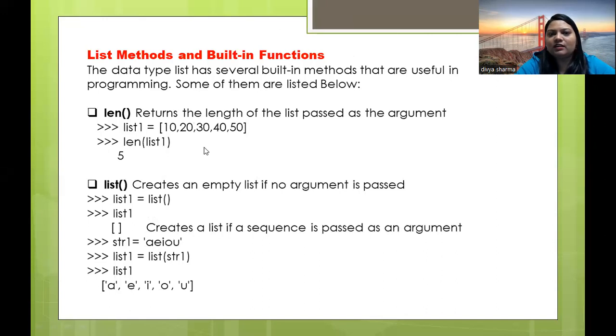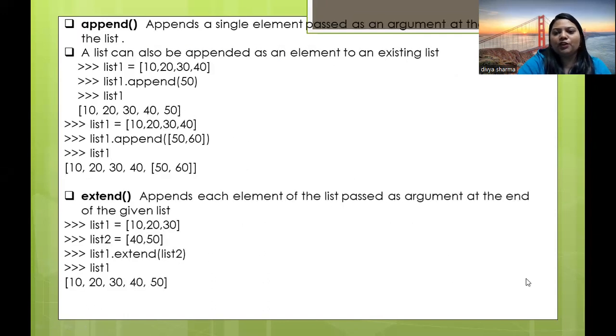So we have discussed len function is basically used to find the length of the string, to find the length of the list. List function is used to basically create a new empty list if no arguments are passed. But if we pass any argument in the list function, then it will create a new list containing all those elements. Now we are going to discuss the append function.